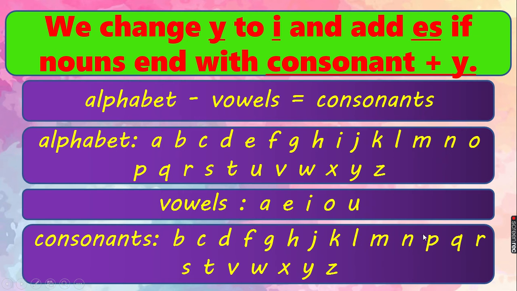Next rule is that we change Y to I and add ES if nouns end with consonant plus Y. So we had a quick review about alphabet minus vowels. The letters left are called consonants. We have 26 letters in the alphabet. We have 5 vowels, which are A, E, I, O, and U. And if we remove all the vowels, everything that's left are called consonants.